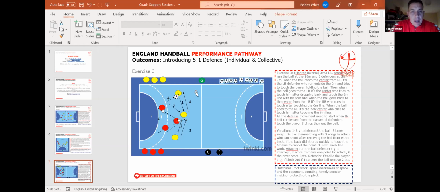Mm-hmm. I can definitely see that there's an issue for the defenders to cope with: counting, recognizing who their player is, lots of movement related to defending, and then the tackling aspect. So you get some individual defensive actions coming out of this.